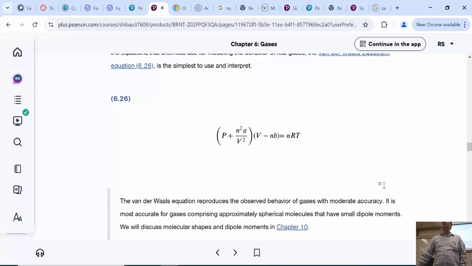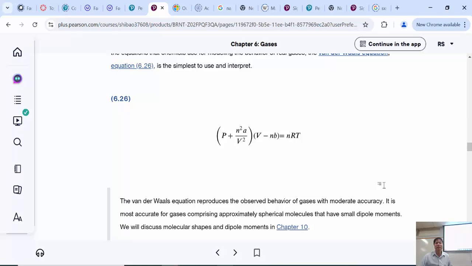Let's say I wanted to calculate the pressure of water gas at 0 degrees C. Am I going to get a good accurate calculation using the ideal gas law? No, at 0 degrees C, I'm going to have a chunk of ice. It's not even a gas. And so obviously that's going to deviate dramatically from the ideal gas law.